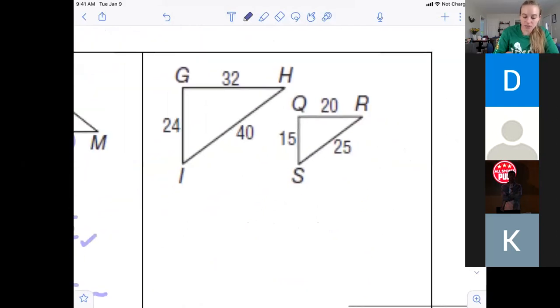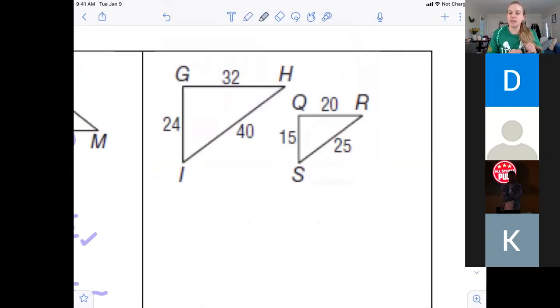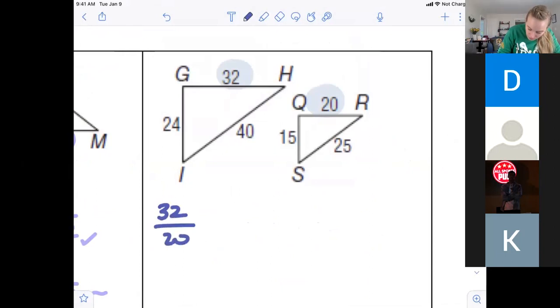We've got a lot going on here, so we got to start setting up some ratios. Somebody I haven't talked to for a minute. Give me a ratio. 32 over 20. Very good, Lydia. 32 is the medium side. 24 and 40 are small and big, so 32 is in between, and 20 is in between 15 and 25. Good. 32 over 20. Those both have a common factor of 4. I think 8 over 5. Okay, awesome. Lydia started us off strong.